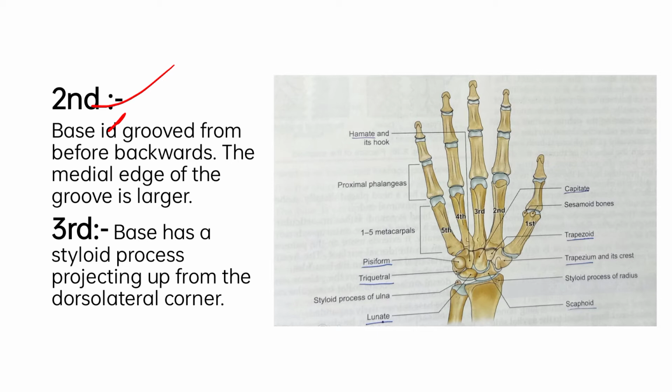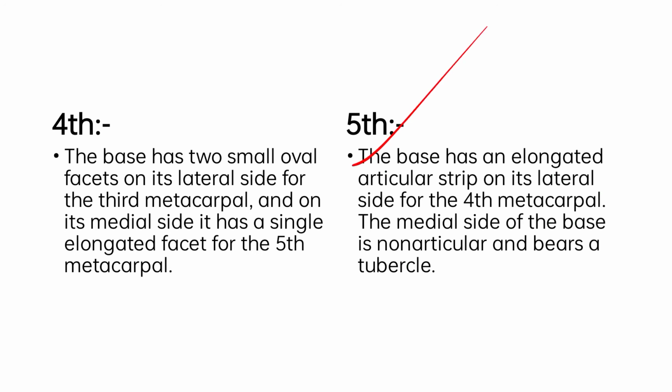Now the third metacarpal, the base has a styloid process projecting up from the dorsolateral corner. Fourth metacarpal, the base has two small oval facets on its lateral side for the third metacarpal, and on its medial side it has a single elongated facet for the fifth metacarpal. Moving further to the fifth now.